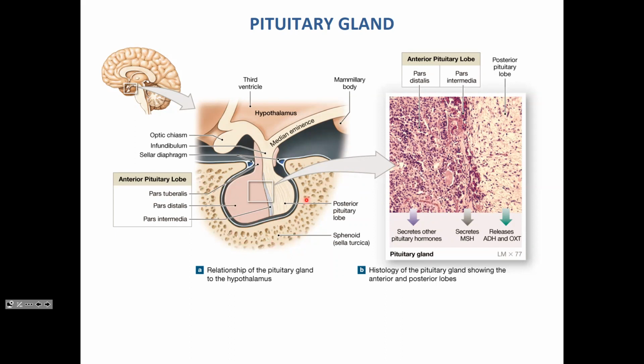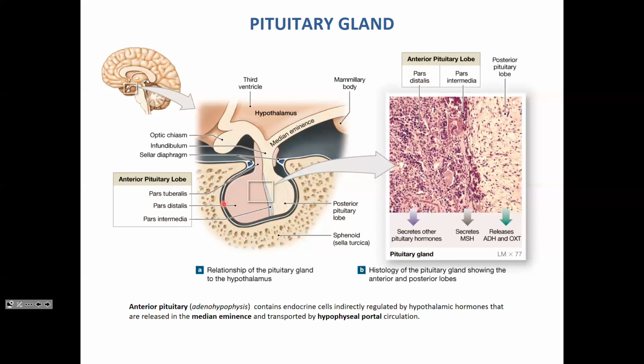All right. So over here we have the anterior pituitary. In some books, it's also called the adenohypophysis. This contains the endocrine cells that respond to the releasing factors from the hypothalamus. And the releasing factors are going to be secreted into the median eminence, and they're going to be transported to the anterior pituitary through something called the hypophyseal portal circulation. And we'll talk about that in a little bit.